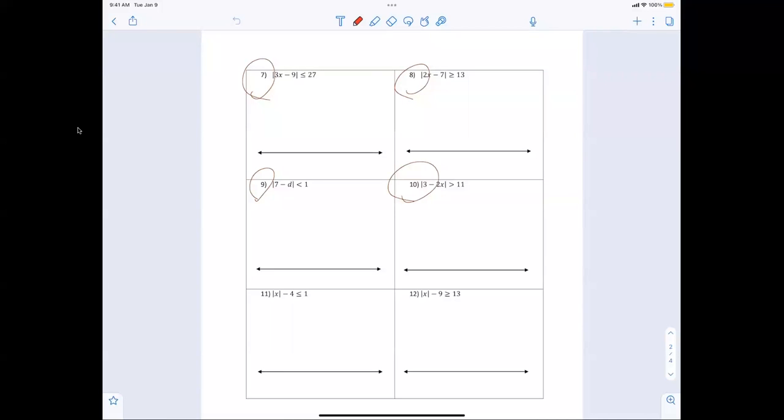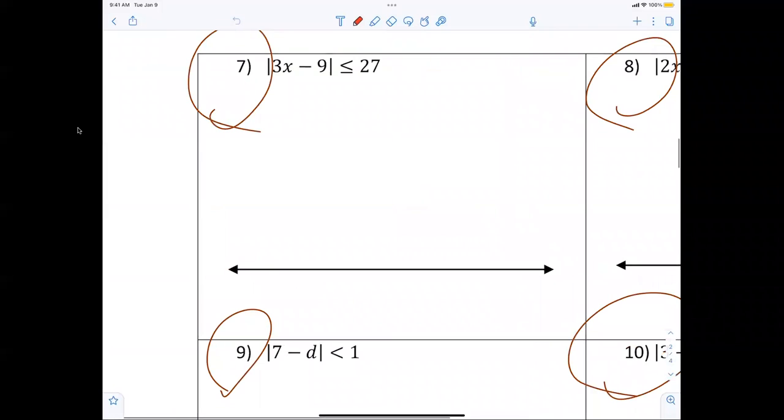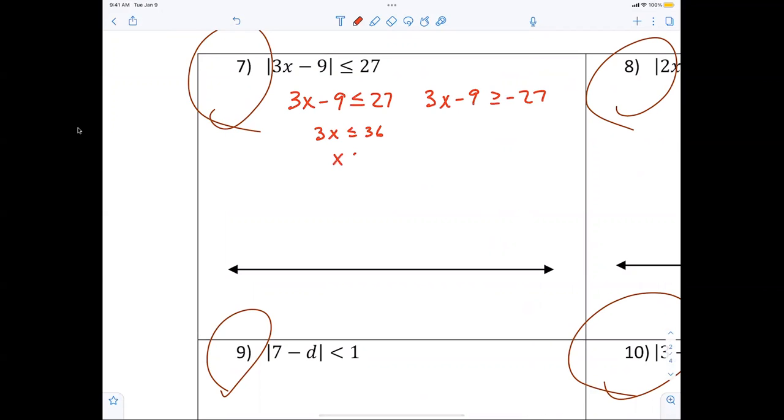Okay. So just to make sure that we are good with this, I asked you to write it as 3x minus 9 is less than or equal to 27. Then you were to write 3x minus 9 is greater than or equal to negative 27. And then when you solve this, 3x is less than or equal to 36. So x is less than or equal to 12.